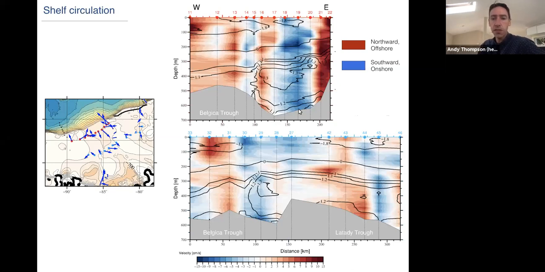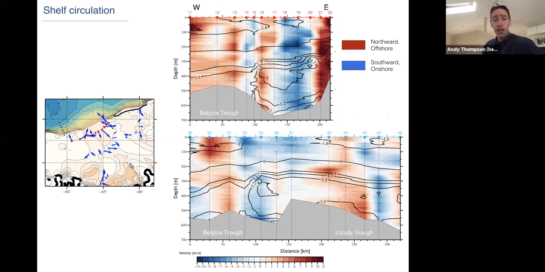And again, if we focus here on the Belgica Trough, you have a signature here of waters coming towards you on the eastern side of the trough and flowing away from you here in red. And I've contoured here in black the temperature structure. And you can see that this warmest water, this tongue of modified circumpolar deep water, is flowing in, and these colder waters are flowing out. That's true close to the shelf break and also as you move further inshore.